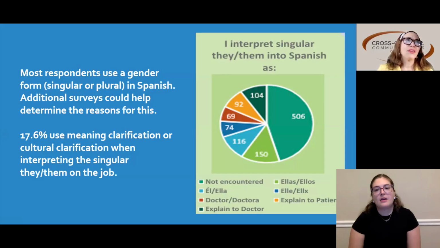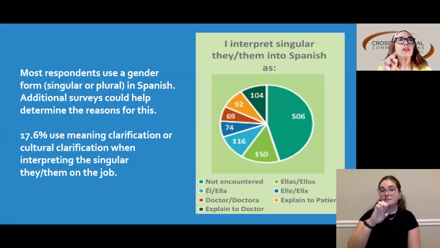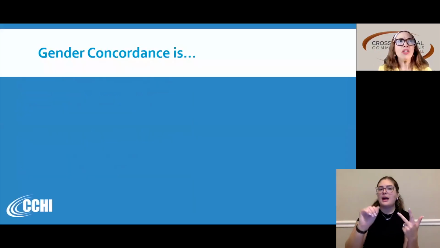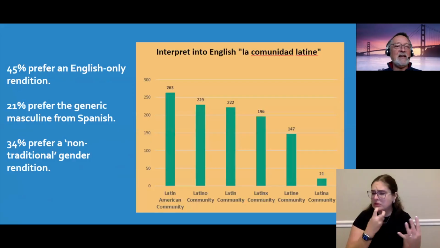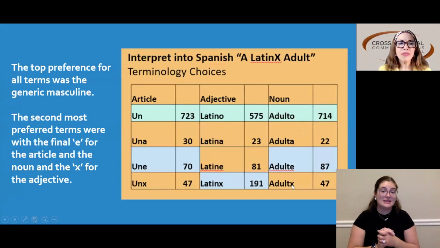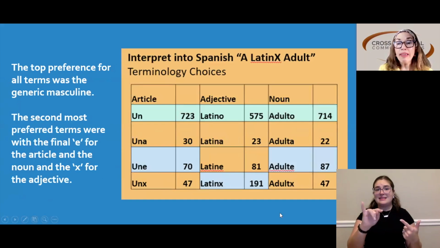Oh gosh. How do you pronounce Elle, Unx, Latinx, Adultx, etc. in Spanish? I never heard that there is a way to pronounce it. Yeah, I honestly have no idea. Yes, Unix, Latinx, Adultex, but to be honest with you, it does not sound good.